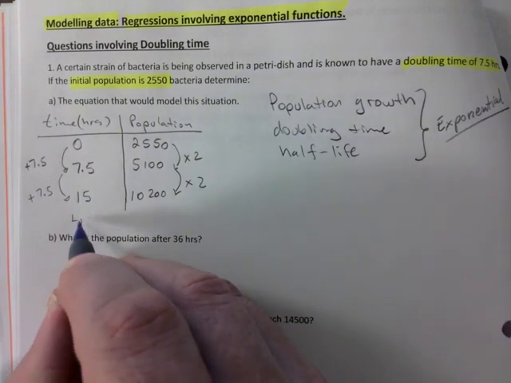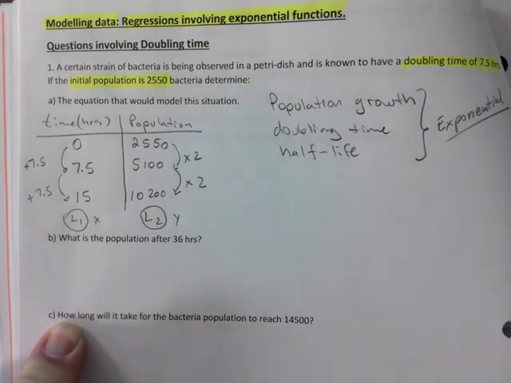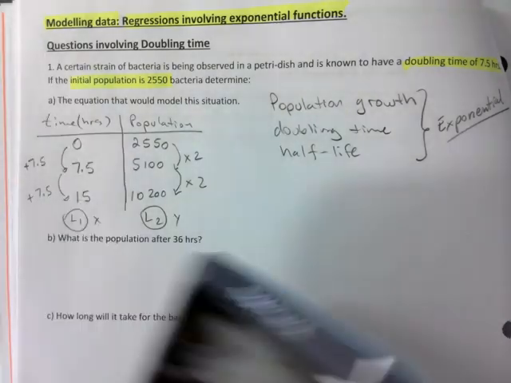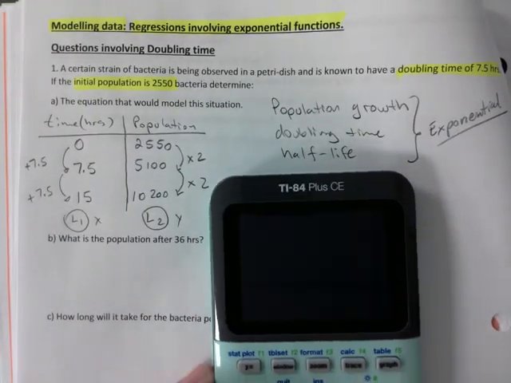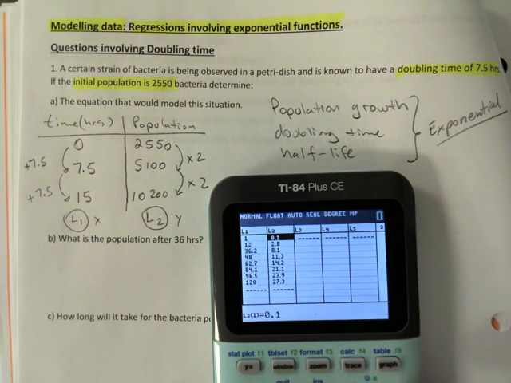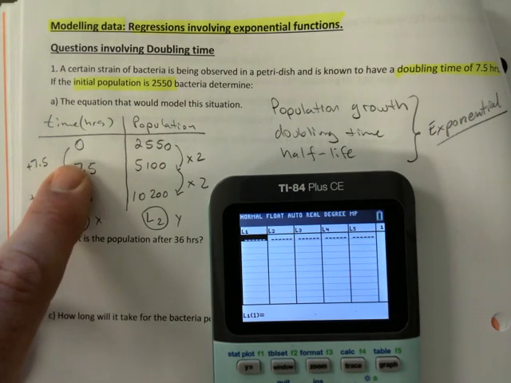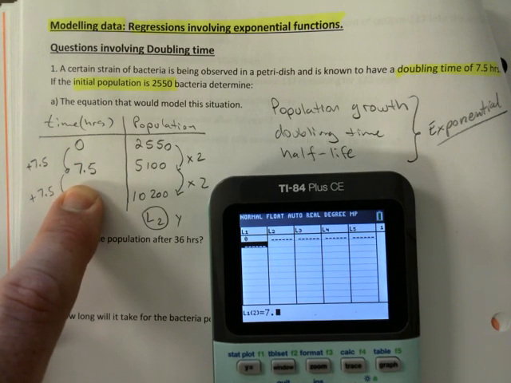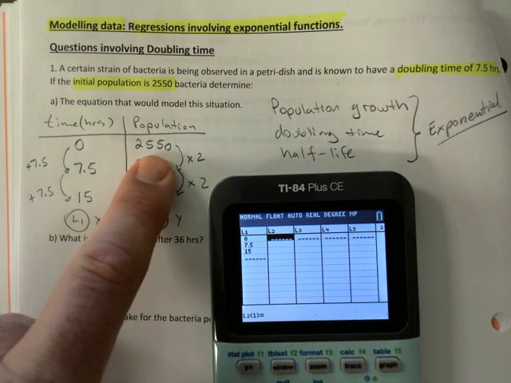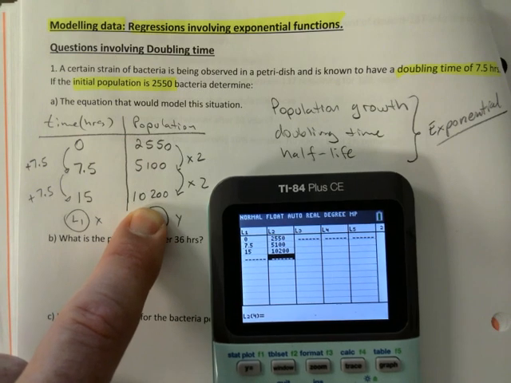Okay, so we're going to type this into L1, type this into L2. We're going to call this X and Y. Let's go and grab our calculators and perform the regression here. We're going to go stat edit like before, clear whatever is in there, and then just enter those values. 0, 7.5, 15, 2550, 5100, 10,200.